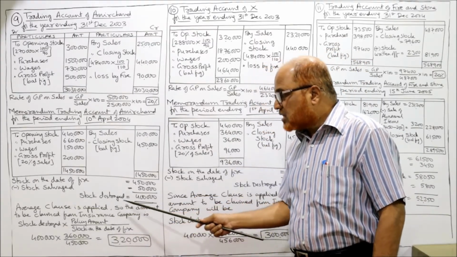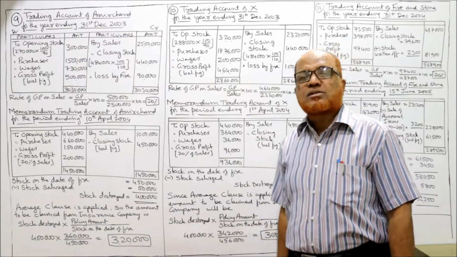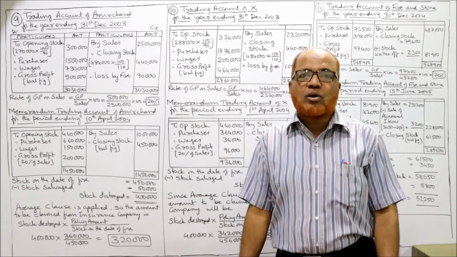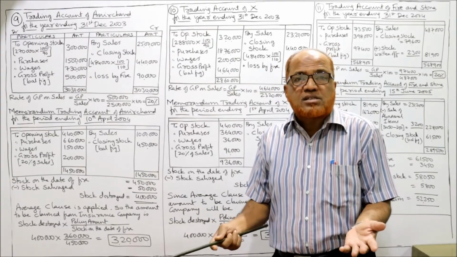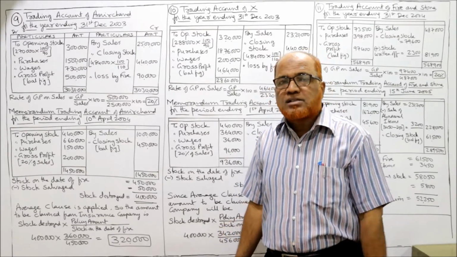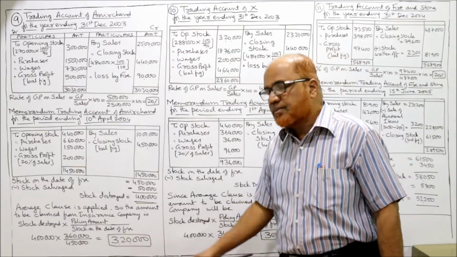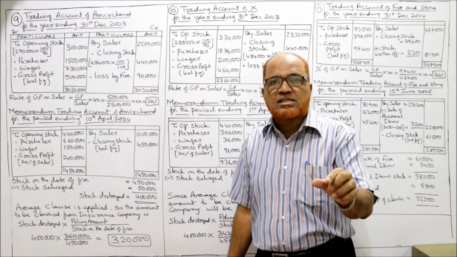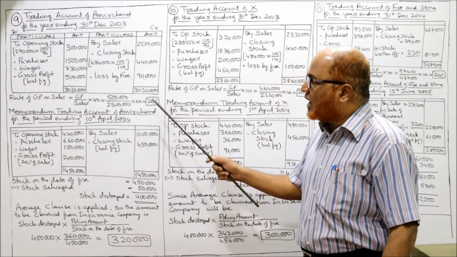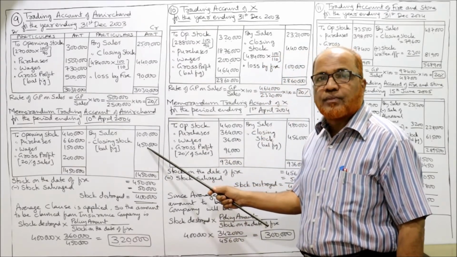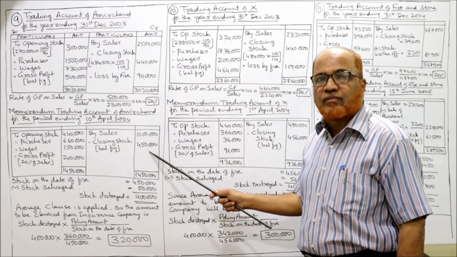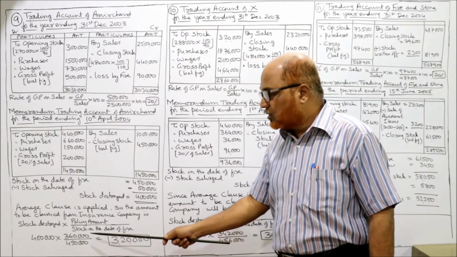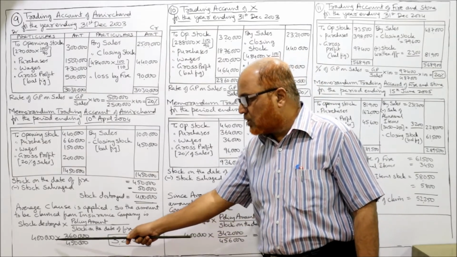Now average clause is applied. Actually 4 lakh rupees of stock got destroyed, but the insurance company will not pay 4 lakh because there is under insurance. How can we say there is under insurance? What is the policy amount taken? 3,60,000. In the first paragraph it is given policy taken is 3,60,000, whereas stock on the date of fire is 4,50,000. So 3,60,000 by 4,50,000 into 4.